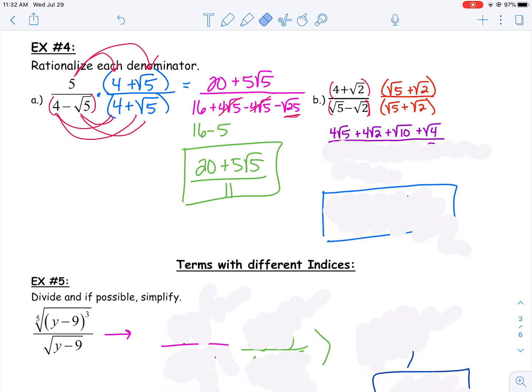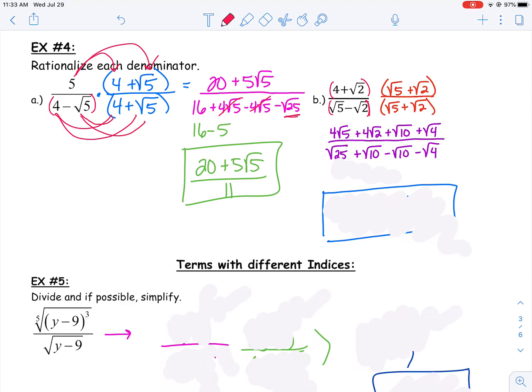I distributed the rad 2 through, and so I got a 4 rad 5 times 4 rad 2. I have a rad 2 times a rad 5, which is rad 10. And I have a rad 2 times a rad 2, which is rad 4. Hopefully you got the same things I did in your numerator. In my denominator, when I distributed through, I ended up getting the square root of 25 plus the square root of 10 minus the square root of 10 minus the square root of 4.